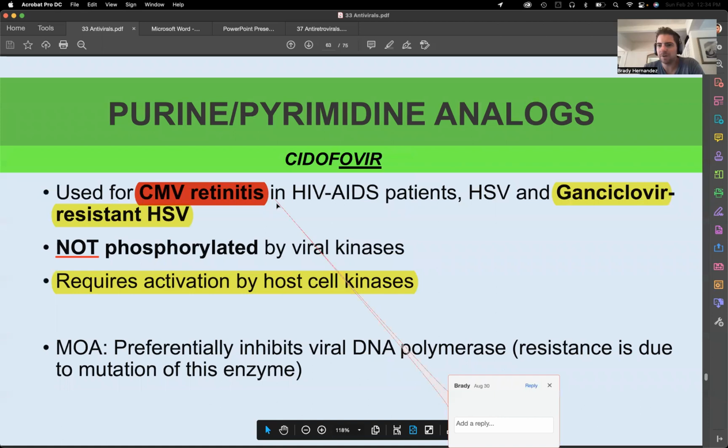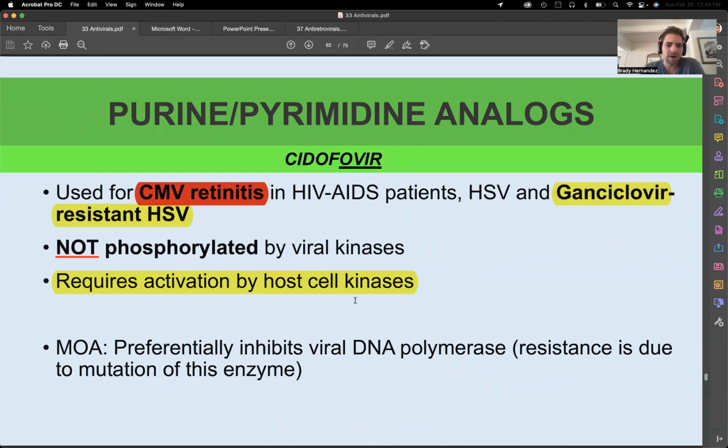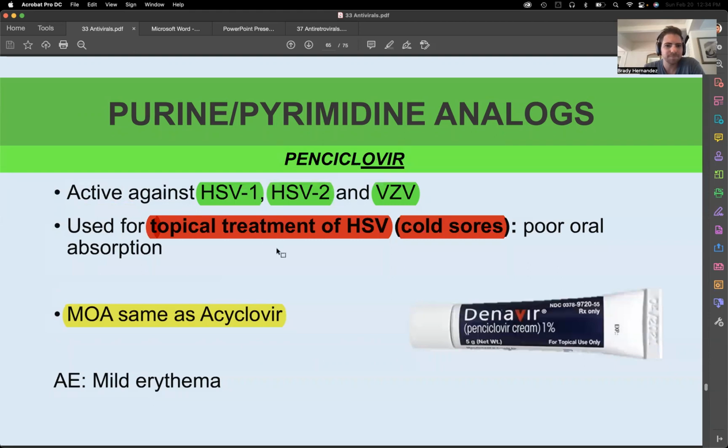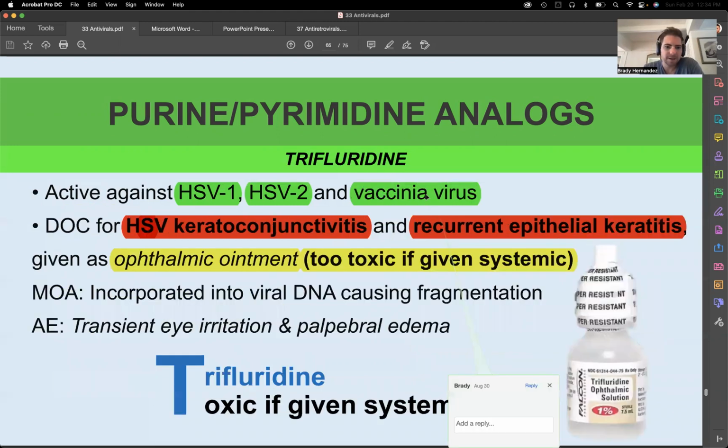Cidofovir, specific for CMV retinitis. Good thing to know there. Again, it has to be activated by the host cell kinases for the drug to work. Nephrotoxicity, okay? So cidofovir can cause nephrotoxicity. You can give probenecid with it to prevent that. Not super high yield, but there. Cold sores, penciclovir. And for the conjunctivitis, this is another one you can give as well.